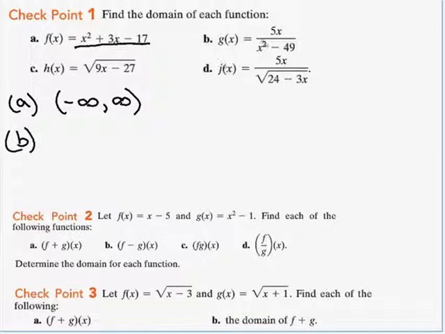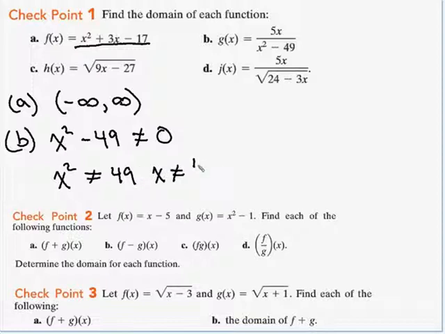Letter B, no radicals, but we do have a fraction. We do not want our denominator to equal 0, so that x squared minus 49 cannot equal 0. We could either factor this into (x plus 7)(x minus 7) and then set each factor to 0. Or I could just add the 49 to each side and say x squared cannot equal 49. And when we square root each side, x cannot equal plus or minus 7. So there's our domain. Any number is going to be fine except for positive and negative 7.